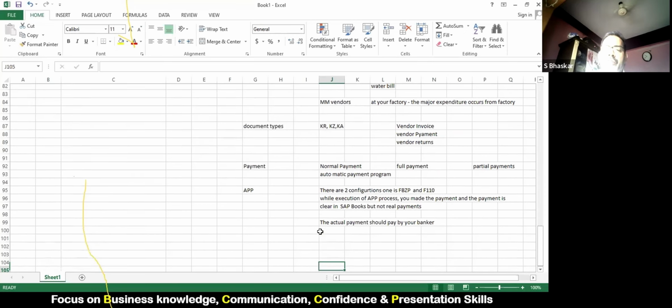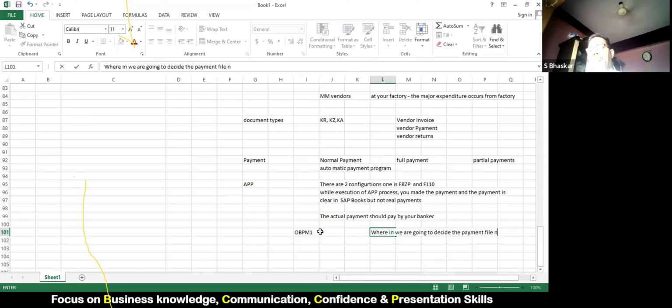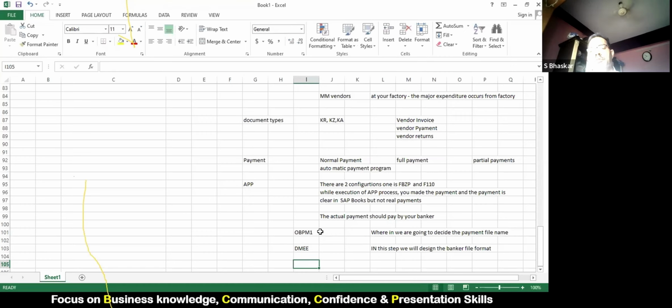There are different kinds of configurations. There is a T code called OBPM1, wherein we decide the payment file name. There is a T code called DMEE. In this step, we design the banker file format. OBPM4.